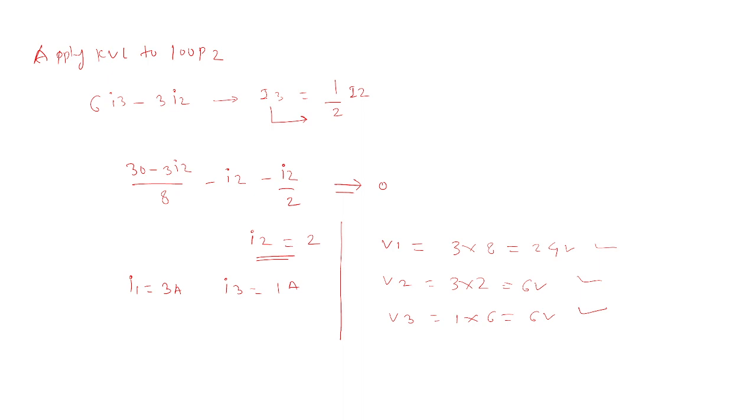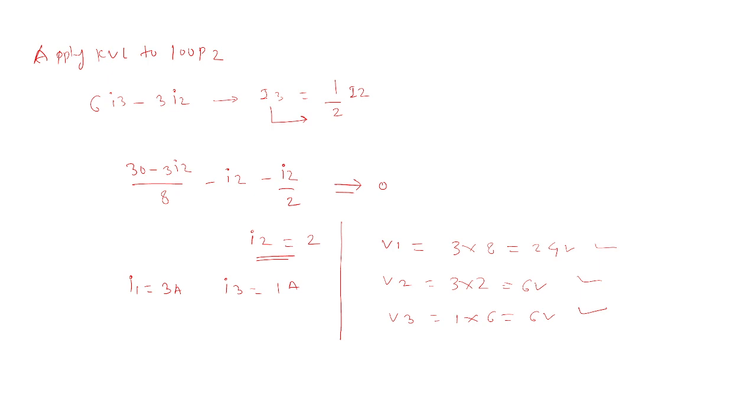From this we got the value of i3 is equal to 1 divided by 2i2. So then what did we do? We put the values of i2 and i3 in 30 minus 3i2 divided by 8 minus i2 divided by 2. We have equated this to 0. So from this equation we found i2. After putting all the values in the previous equation, we are getting i1 is equal to 3, i3 is equal to 1. Okay, you have to practice this example.